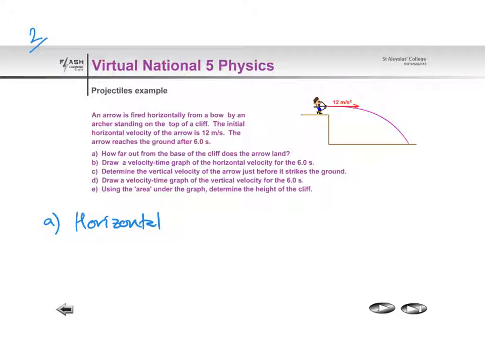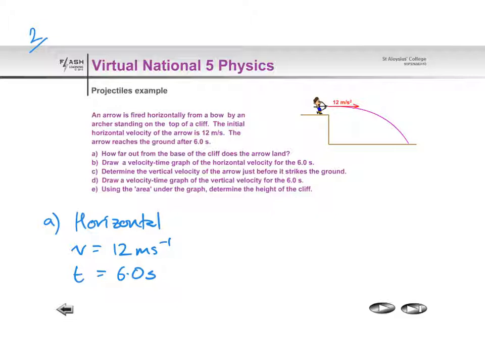So, what do we know about it horizontally? Well, the information we're given in the question is that the speed of it is 12 meters per second. And we're told the time is 6 seconds. Now we discussed the other day, remember, time is a scalar quantity. So it doesn't have a direction. So the time of 6 seconds applies both to the horizontal and the vertical. But in everything else, it's really important that you keep the horizontal and the vertical separate. So that 12 meters per second is a horizontal velocity. It doesn't apply to the vertical motion at all.